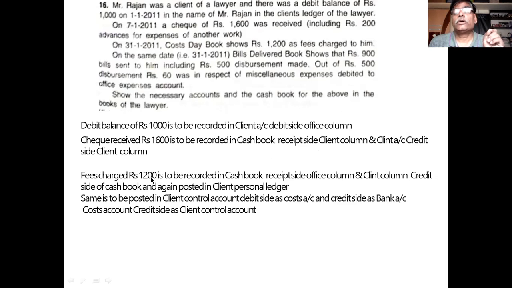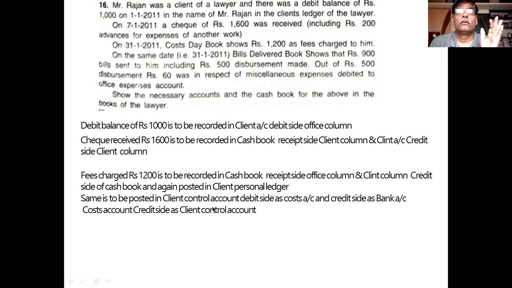Fee charge first you have to record in the cash book receipt side as receipt to the lawyer, and cash book credit side as payment by the client, and the same amount you have to record in the control account debit side, third step, and it is recorded on the client account debit side. Okay, client account debit side you have to record it, and client account debit side to control account credit side. These are the points you have to record.